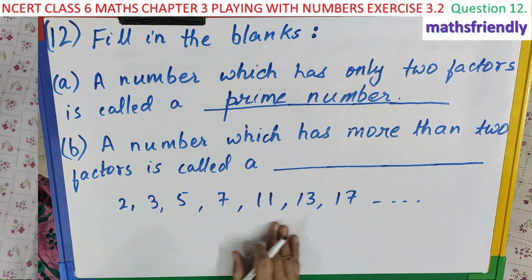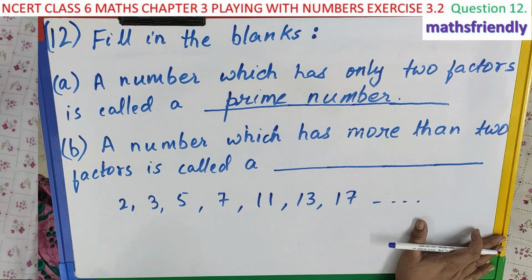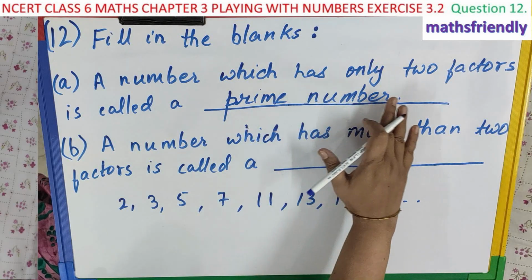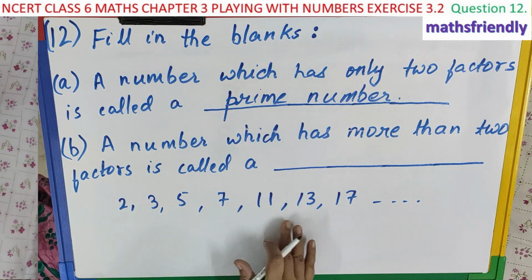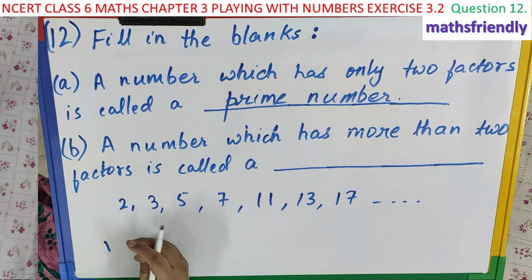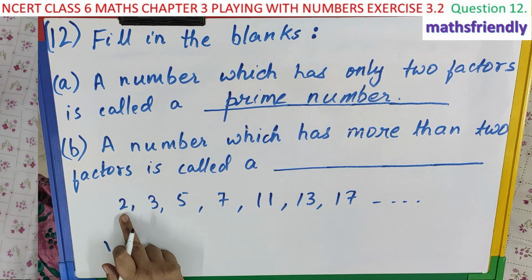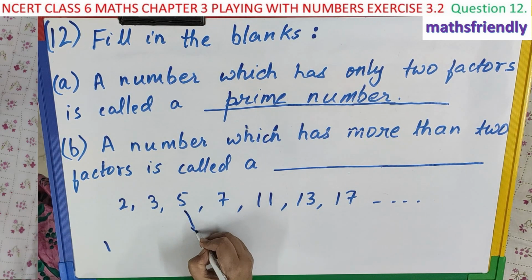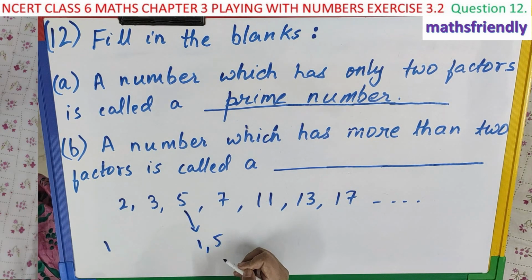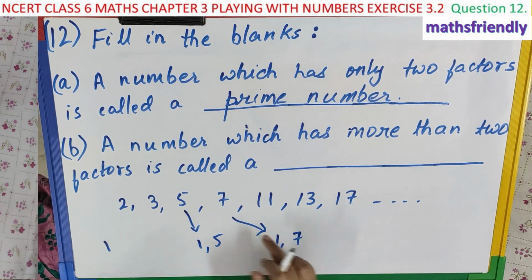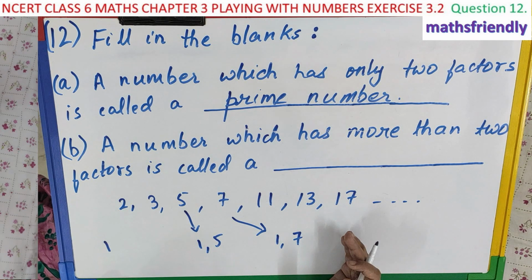So why do we call these numbers prime numbers? There are many other prime numbers also. These numbers are called prime numbers because they have only two factors, means they come in only two tables. They come in one's table and in the table of itself. 2 comes in one's table and two's table. 3 comes in one's table and three's table. 5 comes in one's table and five's table. 7 also comes in one's table and seven's table. These numbers do not come in any other tables.